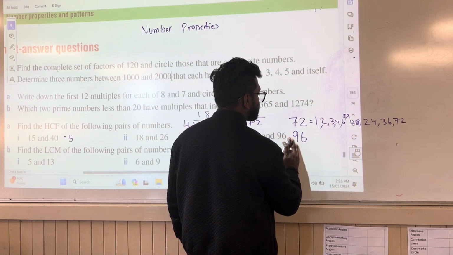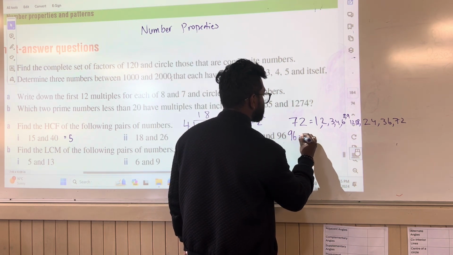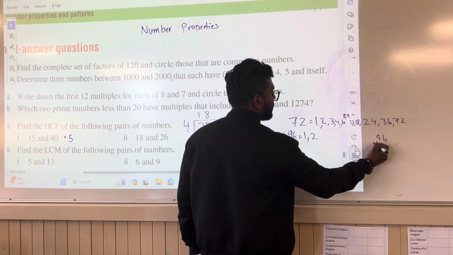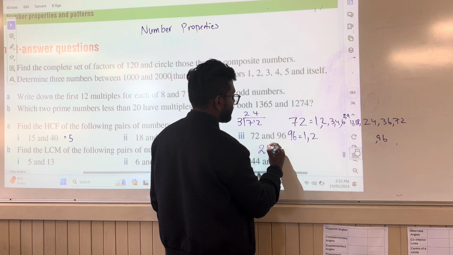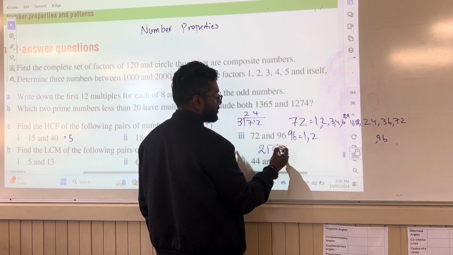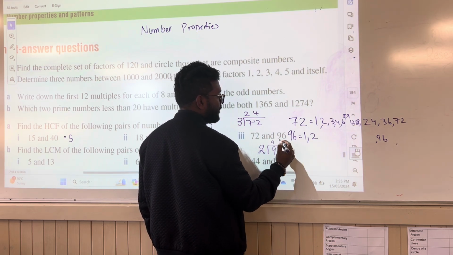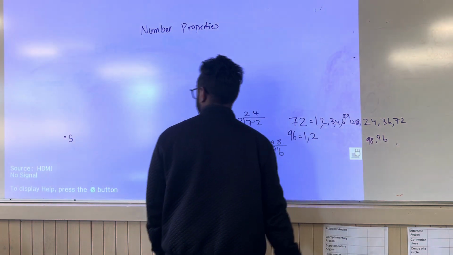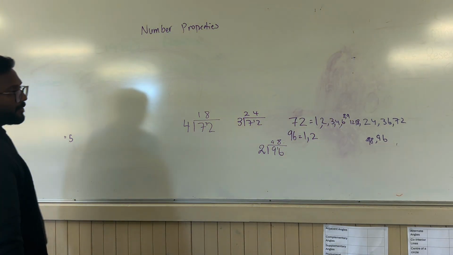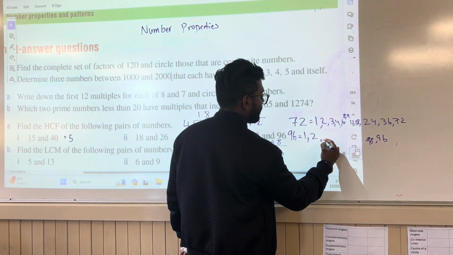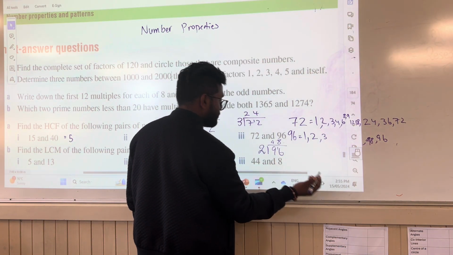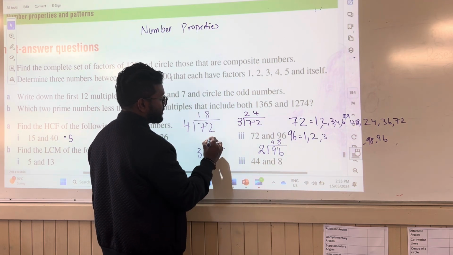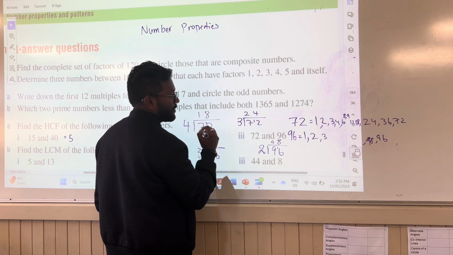Next one's 96. So 96, what are the factors? 1 and 96. Then 2 and, what's 2 into 96? Let's have a go. 2 times 4 is 8, carry the 1. It's going to be 9, 48. So 2 and 48. Okay. So 2 times 48 is 96. What about 3? Okay, if you're not sure, how can you work it out? 3 into 96. 3 times 3 is 9, 32.